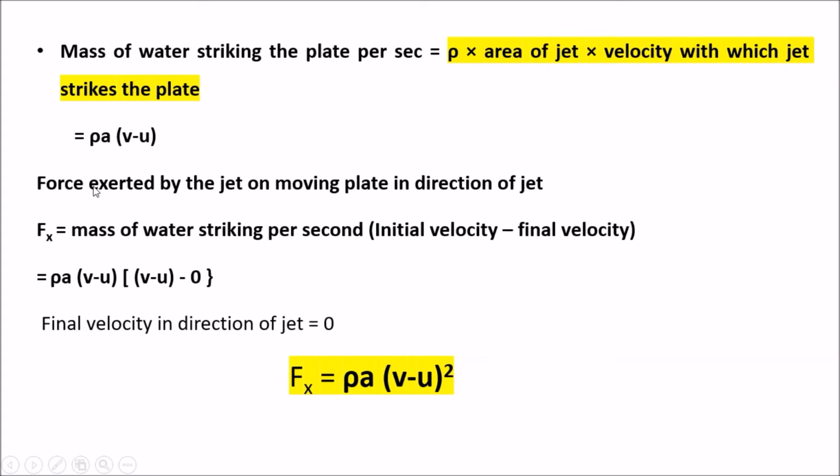Now we calculate the force exerted by the jet on the moving plate in the direction of the jet. Fx is equal to the mass of water striking per second multiplied by the initial velocity minus the final velocity. The mass we have calculated in the above equation, rho a (v minus u). Here the initial velocity is v minus u and the final is 0. Then Fx is equal to rho a (v minus u) whole squared.